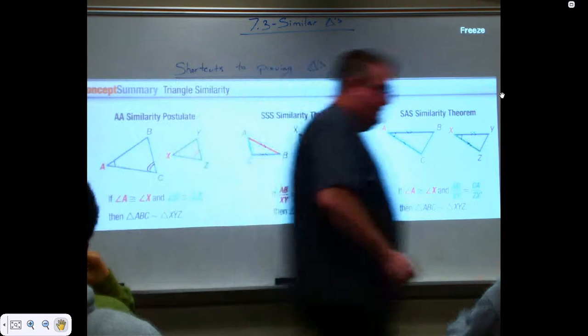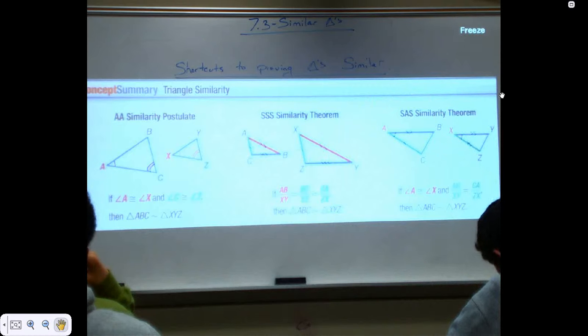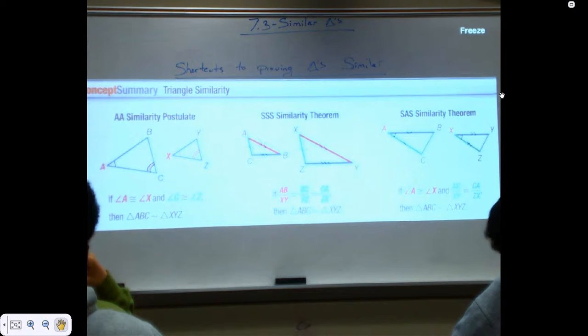Similar. As you can see, we're going to have 3 shortcuts today. There we go.